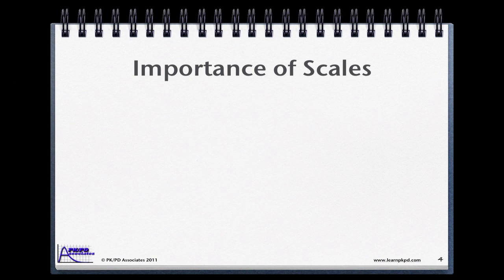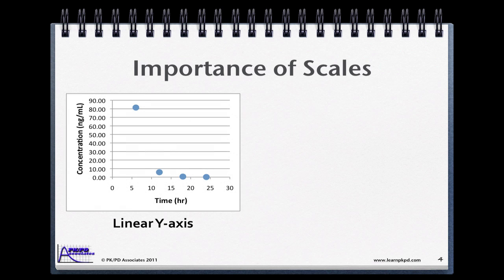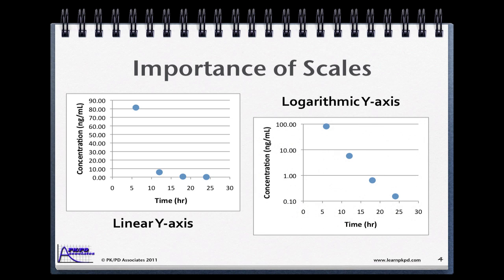It's important to understand how different graphical scales affect the perception of data. Here's a plot of concentration time data on a linear y-axis. You can see that the concentrations fall in a logarithmic fashion. If we plot that same data using a logarithmic y-axis, we can see that they appear to be linear. This is the same data. This difference in scales makes it very easy to calculate the terminal elimination rate constant.